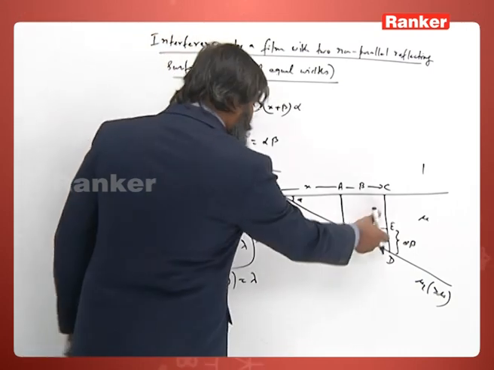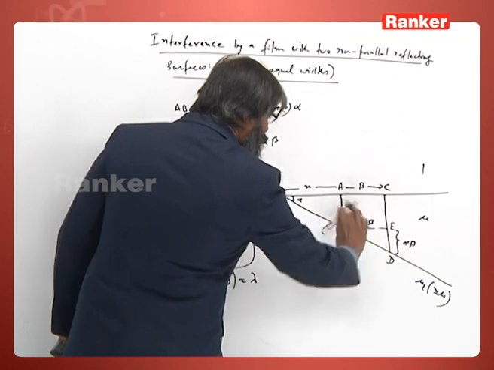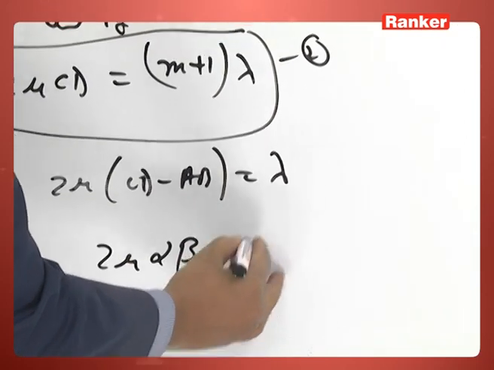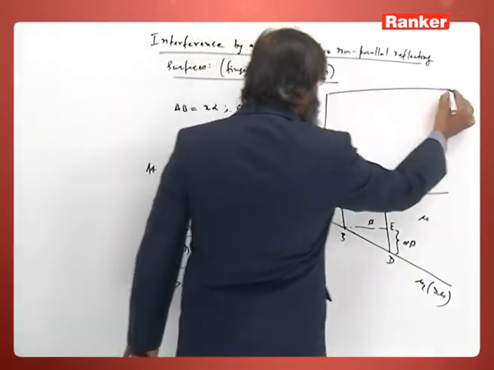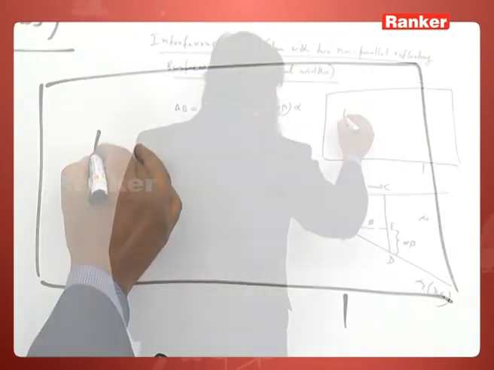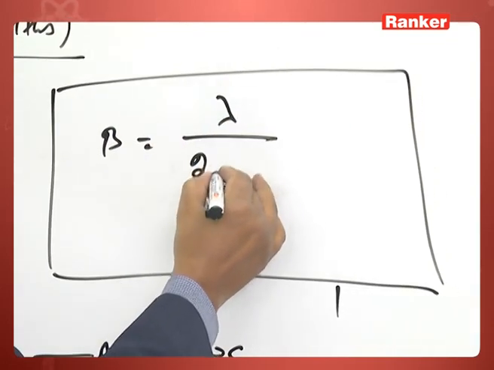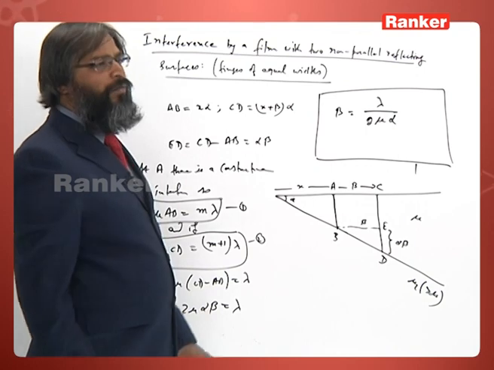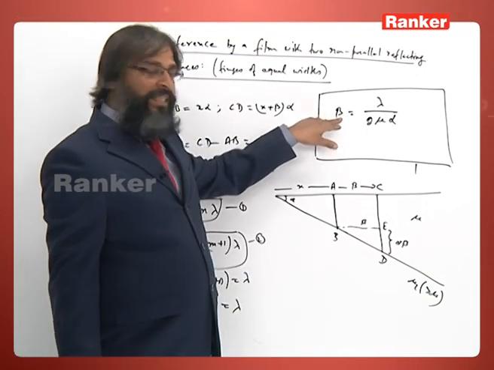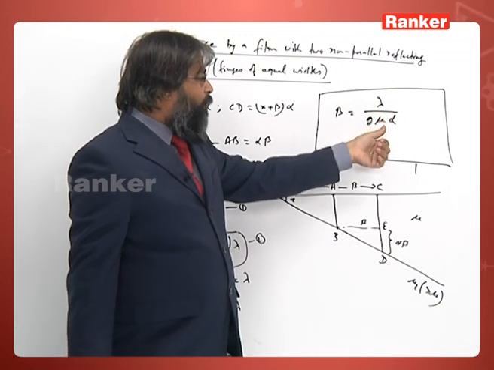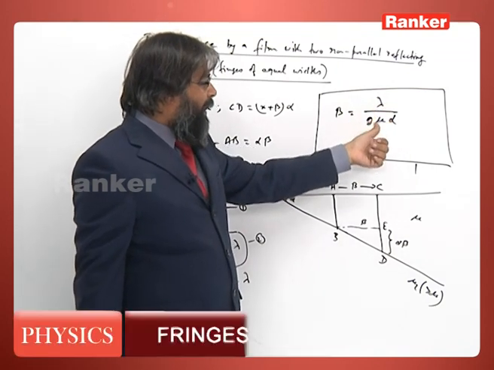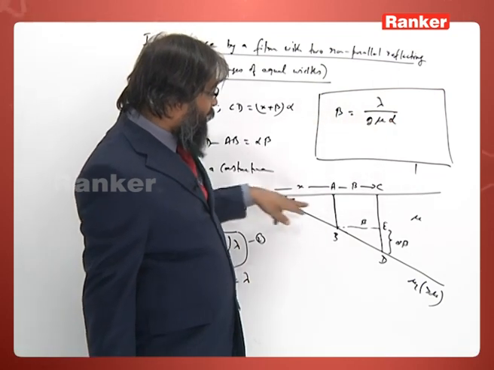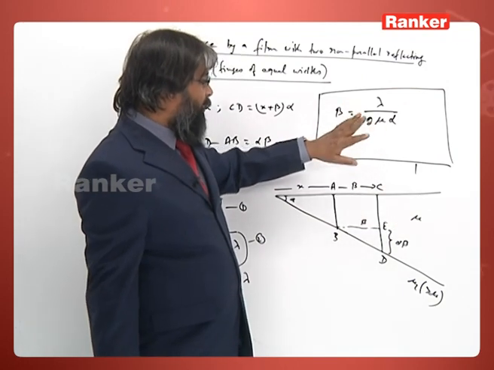So this is CD minus AB, that is again EB, so 2 mu times alpha beta is equal to lambda. So finally what we got is beta equals lambda by 2 mu alpha. Beta is equal to lambda by 2 mu alpha. So what we see, this is the distance between two consecutive brightnesses which does not depend on anything else. That means it is constant, which depends only on alpha, which is the same everywhere, mu which is not a variable, and lambda.